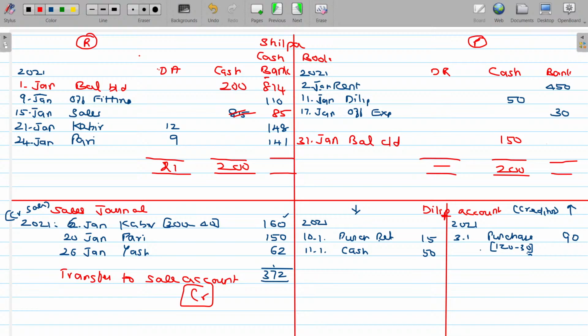In case of the bank column, 814, 110, 85, 148, 141, the total is 1298. Now if you subtract these two, 450 and 30, 810 is the balance carried on. So you have to rewrite it on the next month, 1st February, named as balance brought down. Here, cash balance is 150, bank balance is 810. So we have completed the cash book preparation also.